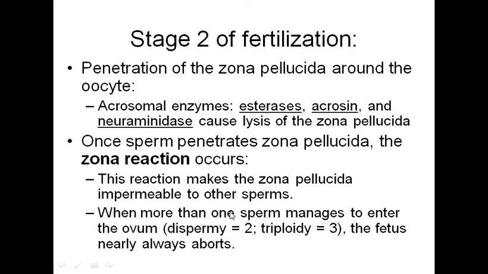Stage 2 is penetration of zona pellucida. Acrosomal enzymes यूज होंगे इसमें, esterases, acrosin and neuraminidase, which causes the lysis of zona pellucida. ठीक है. The lysis of zona pellucida is known as zona reaction. जब जोना पेलोसिडा को पेनिट्रेट करके स्पर्म अंदर एंटर हो रहा है, इसको हम कहेंगे जोना रिएक्शन.